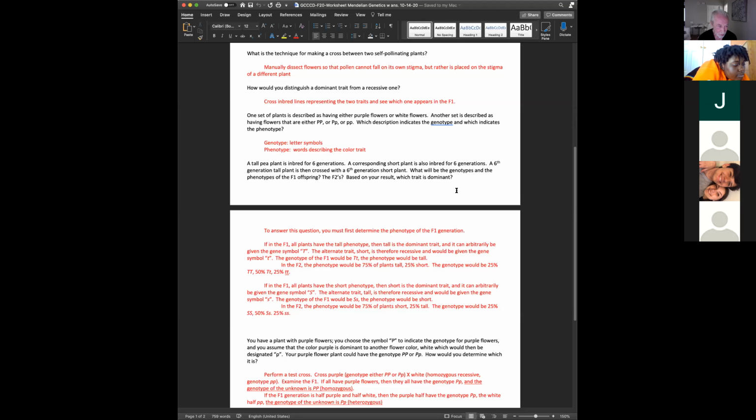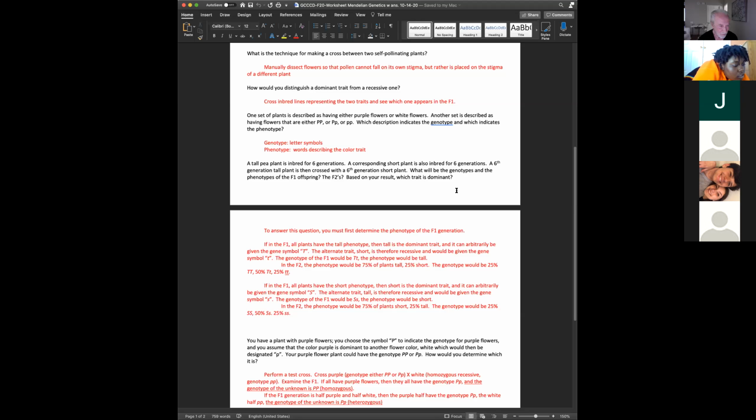In the F2, the phenotype would be 75% tall plants and 25% short. And the genotype would be 1 to 2 to 1: 25% big T, big T, 50% big T, little t, and 25% little t, little t. So that's one possible outcome.